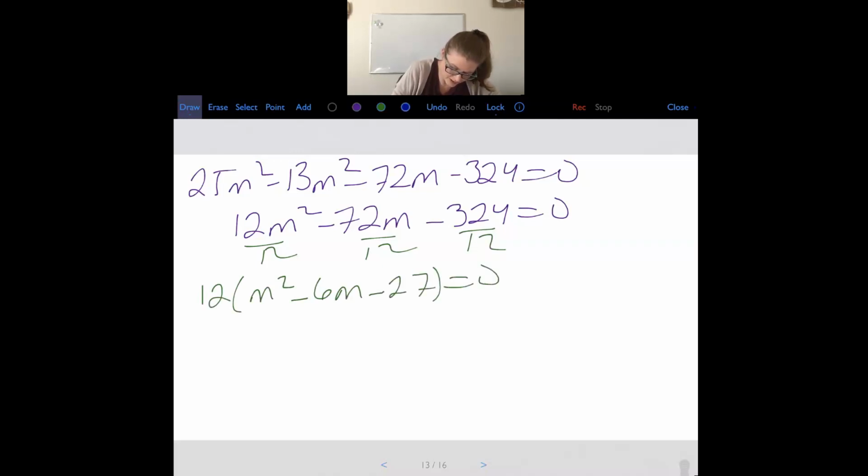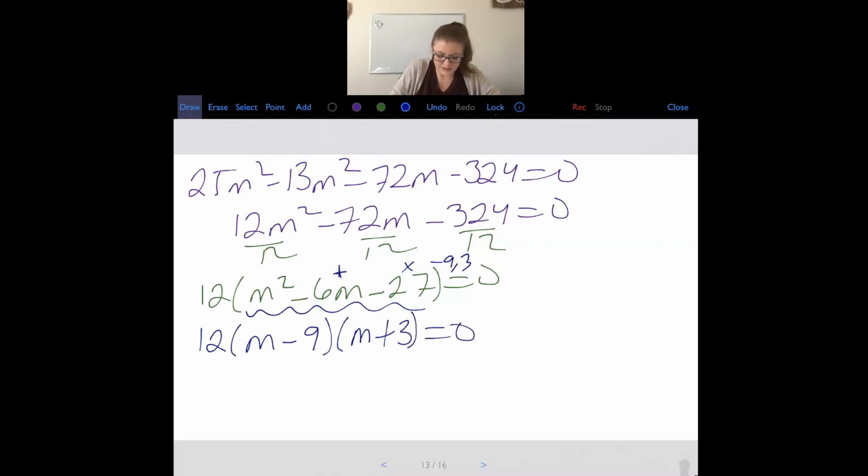And now we're just worried about factoring the m squared minus 6m minus 27. We are looking for two numbers that multiply to negative 27 and add to negative 6. So that's negative 9 and 3. So we have 12 times m minus 9 times m plus 3 is equal to 0. So this gives us m equal to 9 and negative 3. We don't have to do anything with this 12 because it's just a number. You could technically divide it on both sides and it would cancel out. Now we have to choose which one it is.